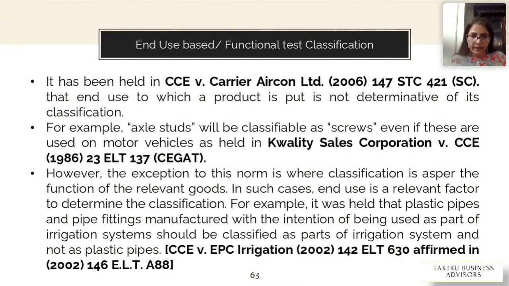In the case of Carrier Aircon, it was held that the end use to which a product is put is not determinative of its classification. That is not the only resort. That is not the end point. That may be a use or an aid, but you cannot go to that resort only. So this was decided in Carrier Aircon. Then, for example, Excel studs will be classifiable as screws, even if they are used on motor vehicles, as held in Quality Sales Corporation. So the end use may be altogether different, but Excel studs will be classified as screws only.